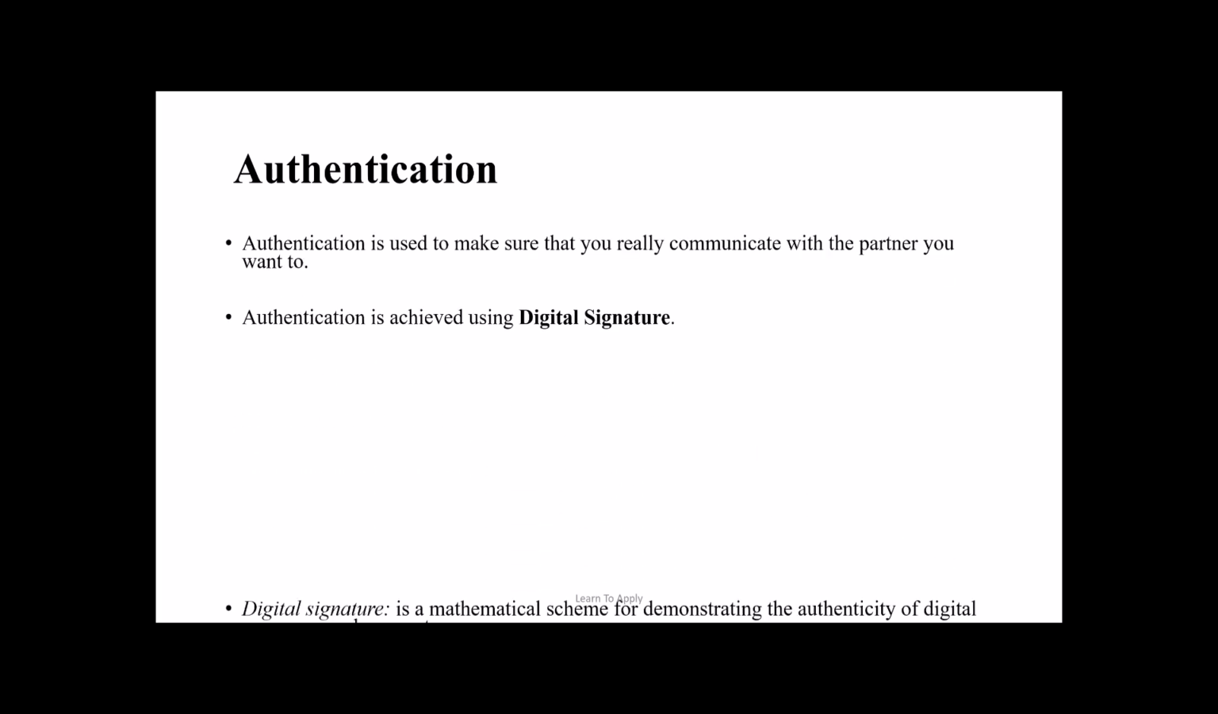Now, after looking at the requirement of integrity, we will go to authentication. First, we have seen confidentiality, and that was guaranteed by encryption. Then we talked about integrity, that was guaranteed by cryptographic hash functions. Now we will look at authentication. So what is authentication? We will look at the definition.